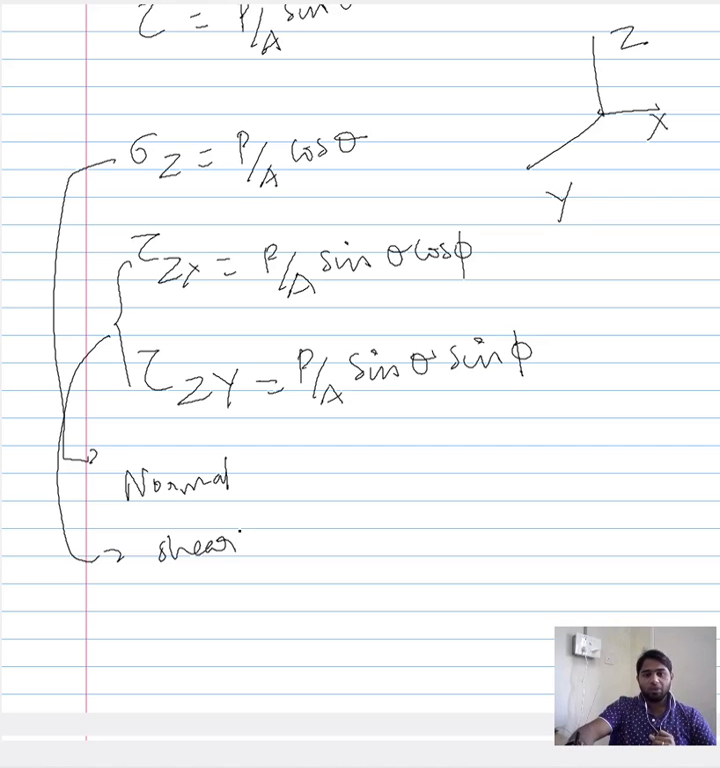So that is the reason why we have two subscripts for the shear stress and one subscript for the normal stress. For the normal stress, the one subscript denotes the direction along which the normal stress is acting. That is, for this frame of reference, it is the z-axis. In case of shear stress, we have two subscripts. The first one represents the plane along which the shear stress is acting, and the second one represents the direction along which the shear stress is acting.